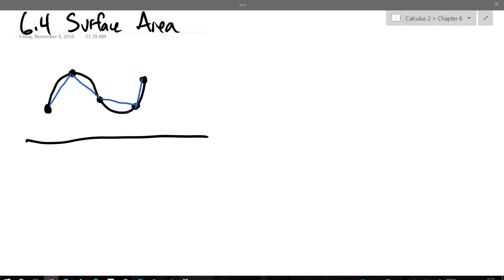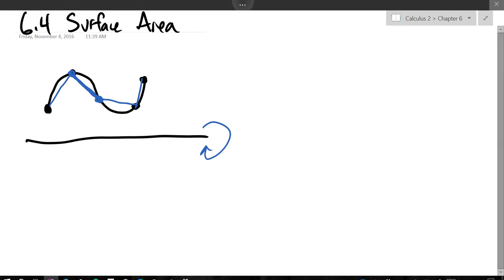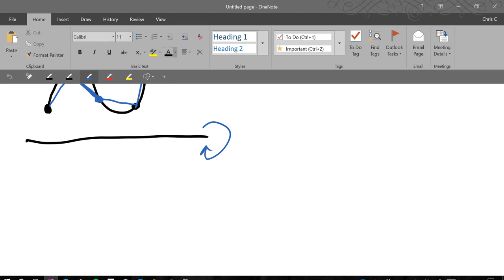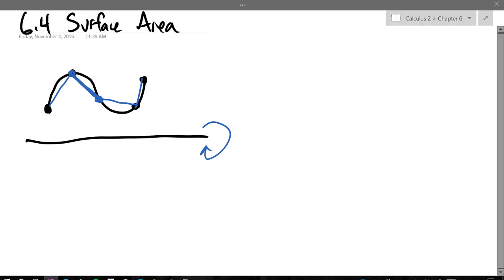So we're just going to pick a segment. We'll just take the second one right here. So we're going to focus on this segment right here. Make that one super bold. We're going to rotate about the x-axis. So when we rotate, what shape will we get? Let's extend our axis some more over here. I'm just going to redraw our segment and then do my best to rotate it around.